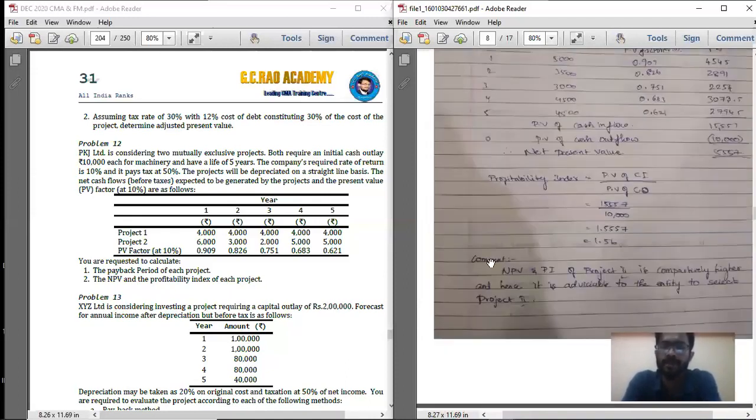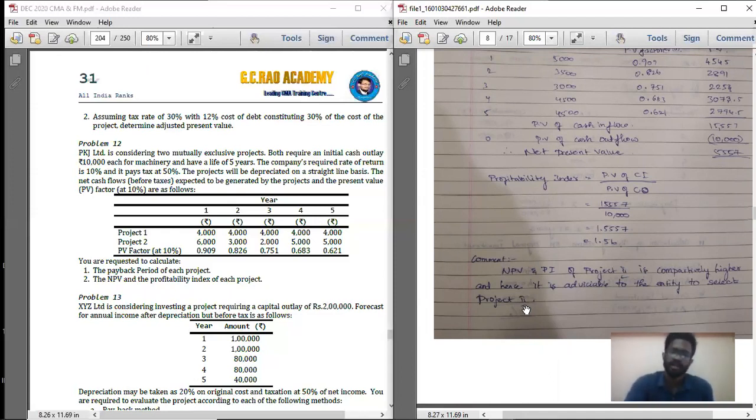So below that comment, take down: net present value and profitability index of project 2 are comparatively higher, and hence it is advisable to the entity to select project 2.